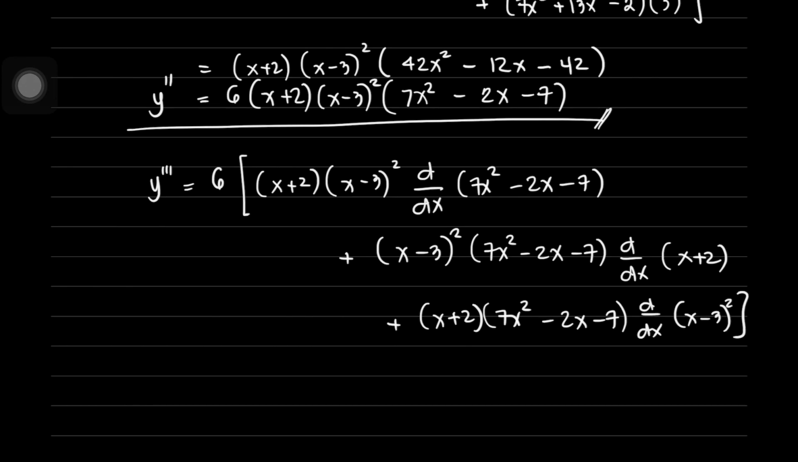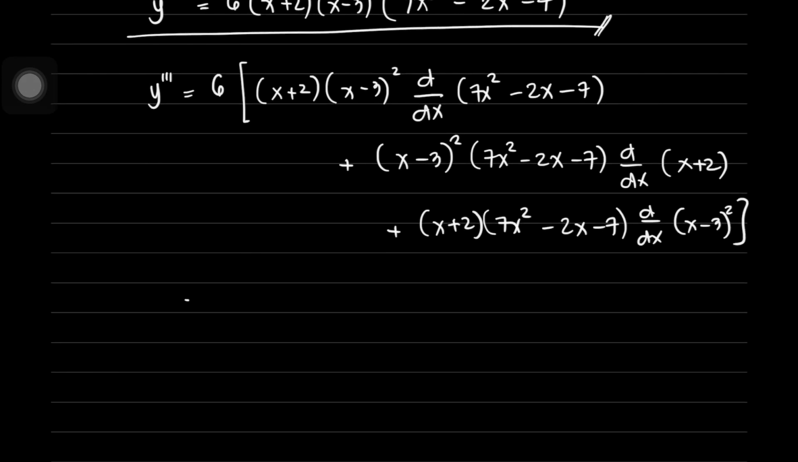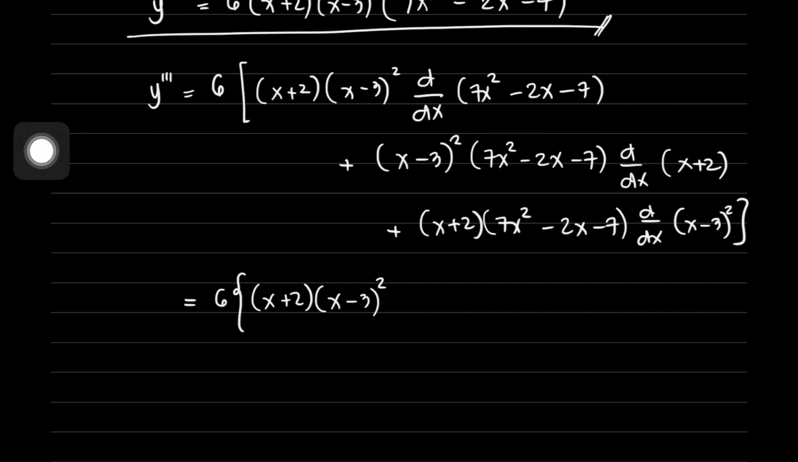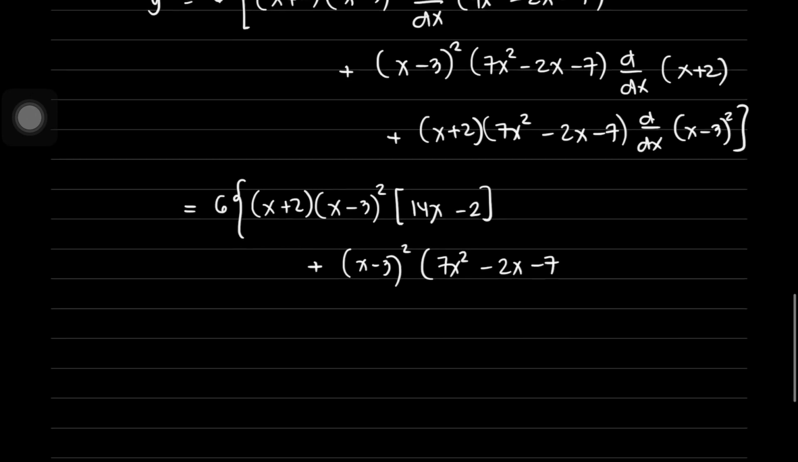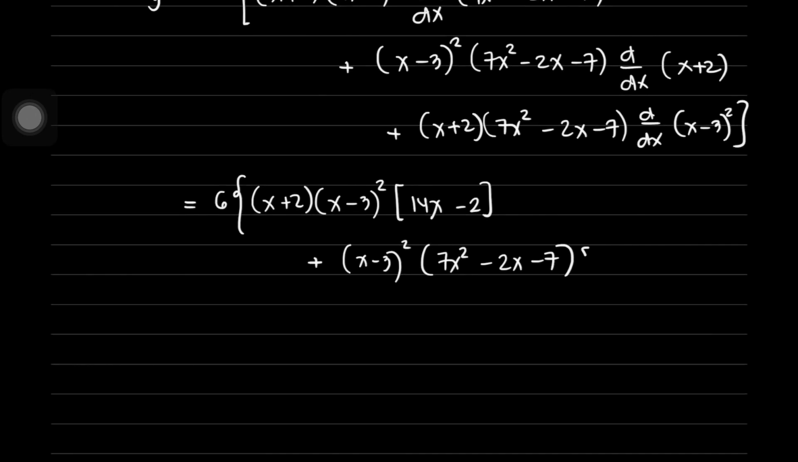raised to 2. Okay, so this is now equal to 6 multiplied by x plus 2 times x minus 3 raised to 2. The derivative of 7x squared minus 2x minus 7 is equal to 14x minus 2. Right? Because the derivative of 7x squared is 14x and the derivative of negative 2x is negative 2. Plus, we have x minus 3 raised to 2 multiplied by 7x squared minus 2x minus 7 multiplied by the derivative of x plus 2, which is equal to 1.